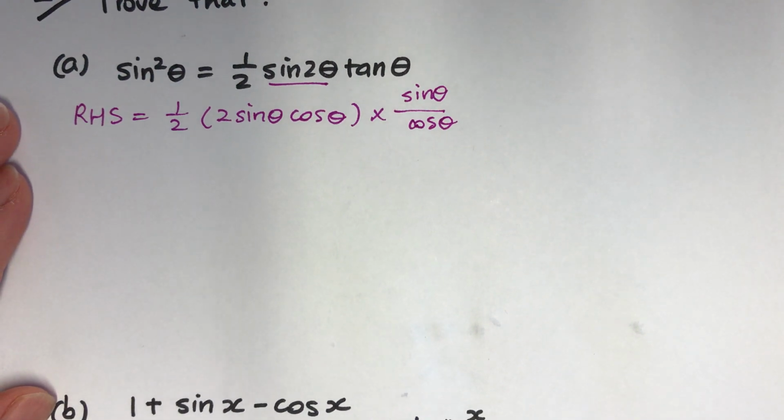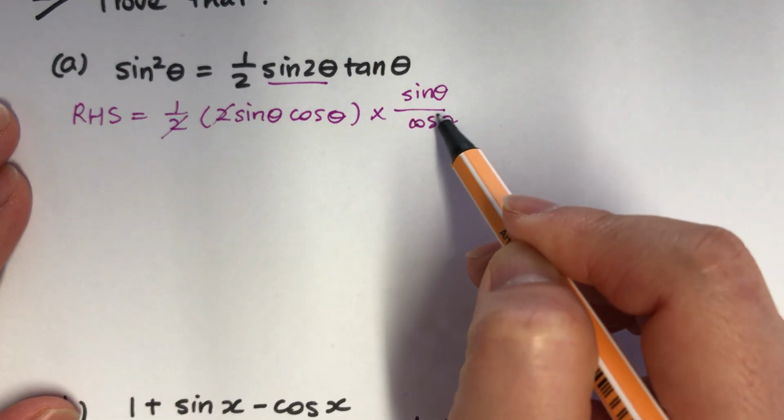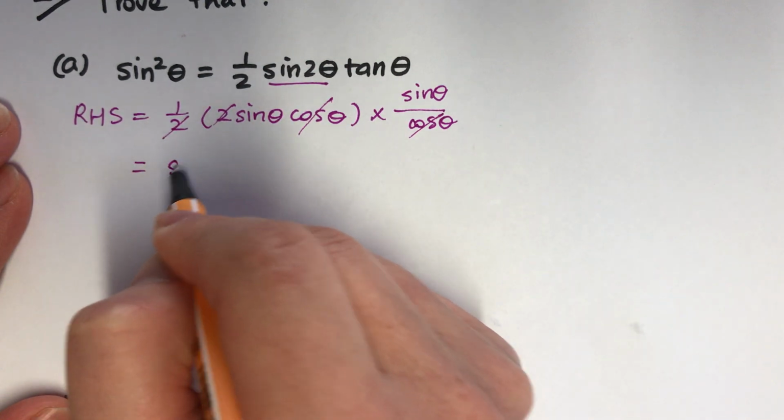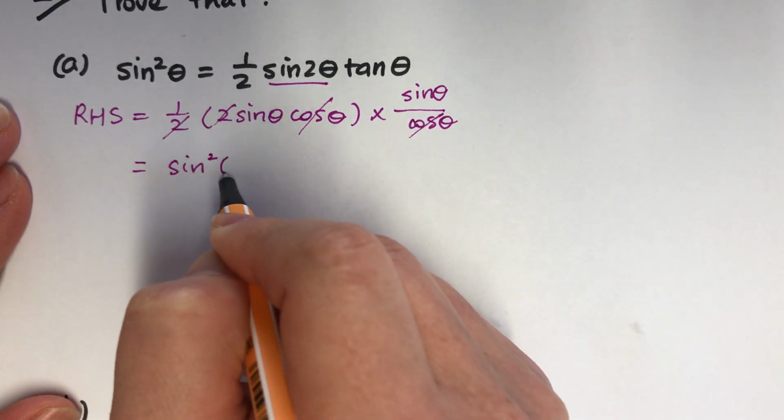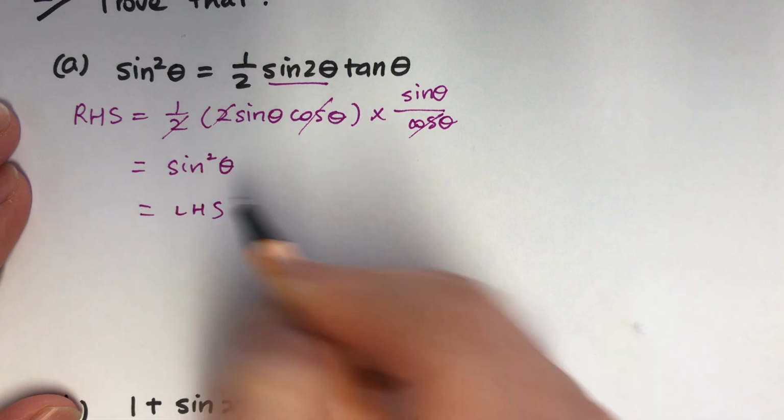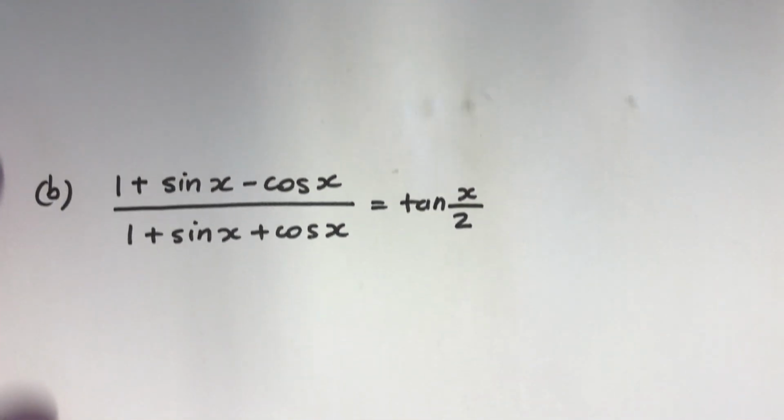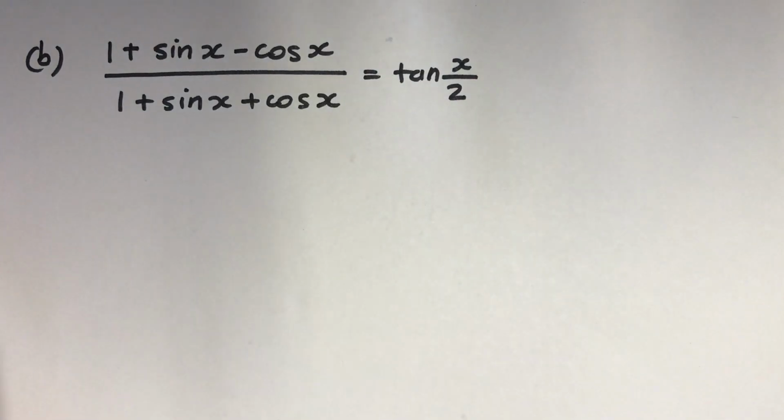So when I do that, I can cancel this out. I'm left with sine square theta, which is the same as my left hand side. Okay, so that was not too bad. Now, next one.